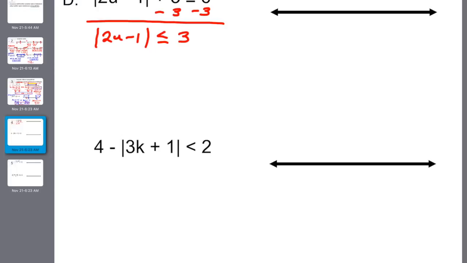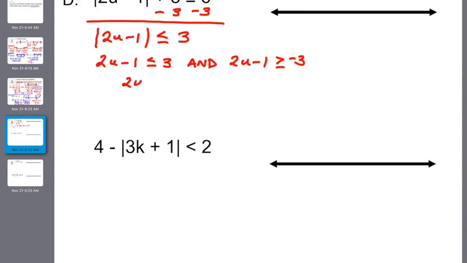So the absolute value of 2u minus 1 is less than or equal to 3 can be broken into 2u minus 1 is less than or equal to 3. So same exact statement, just without the absolute values. Now, is this one a conjunction or disjunction? Well, if you said conjunction, you are correct. So we're going to be saying and because it's less than. It's less than 3. So we have 2u minus 1 is less than or equal to 3, and 2u minus 1 is going to be greater than or equal to negative 3.